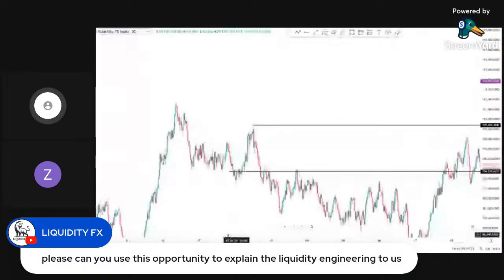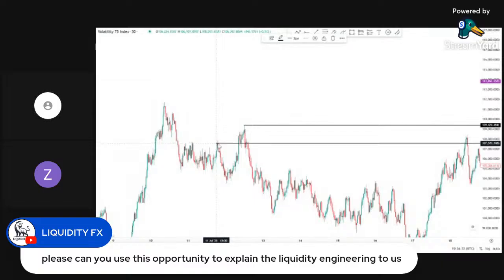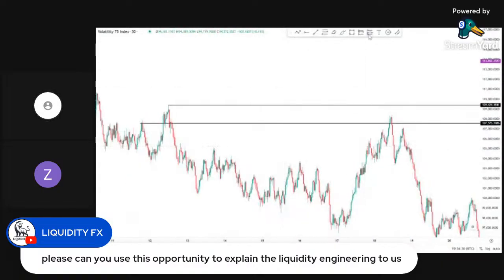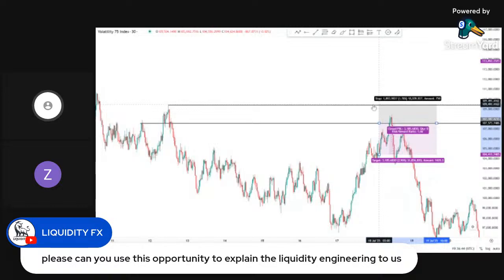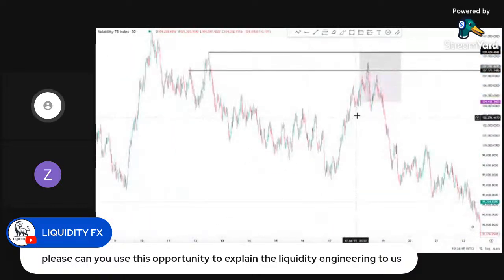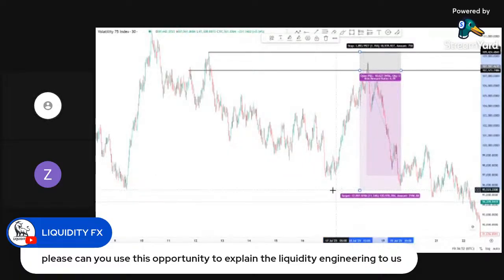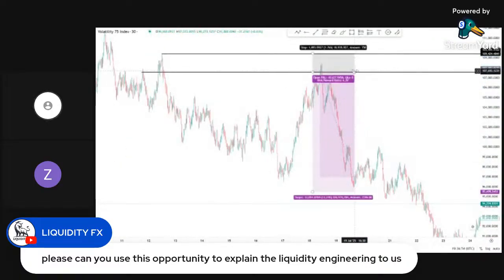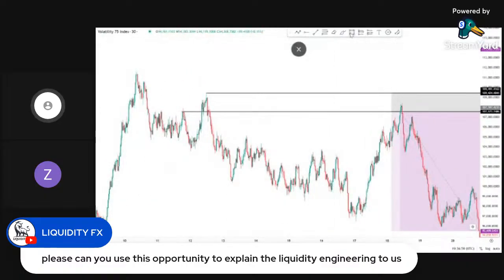Now where am I selling from? Clearly, this is your liquidity engineering. Can you see it? So you put your entry, your stop loss just above here, and target external range liquidity. These are external range liquidity, these are external range liquidity, and you are good to go. So this is what basically liquidity engineering is. It's not that deep.